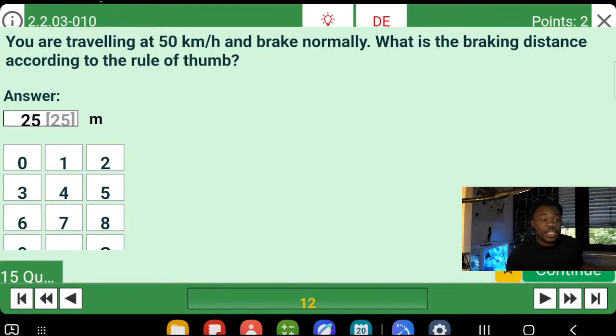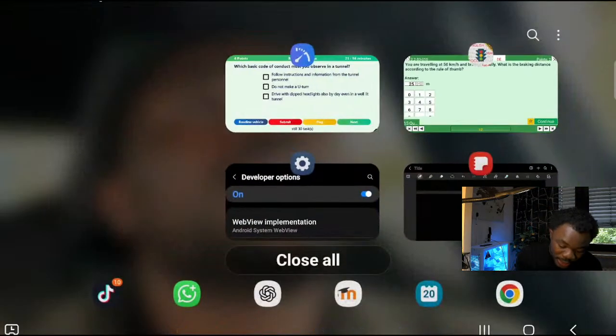You might have a similar question like this in your exam day, but not with the same speed. They might ask, what is the braking distance when braking normally according to the rule of thumb? And you see a speed of 100, a speed of 40, a speed of 50. I will show you again. I did it before, I will do it again.